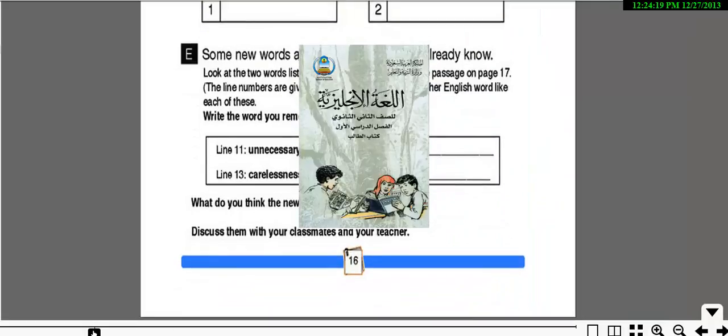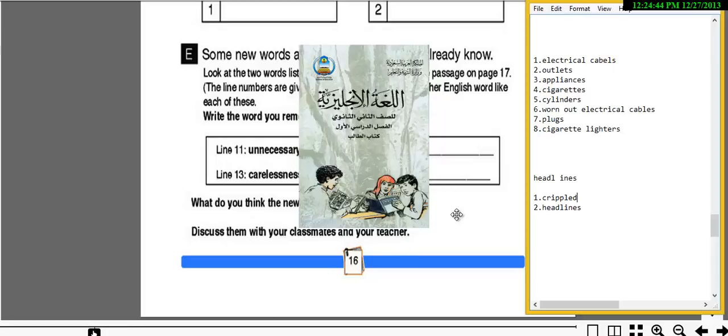With E, some new words are like others which you already know. Look at the two words listed below. Find each of them in the passage on page 17. The line numbers are given here. Can you remember another English word like each of these? Write the word. So you're trying to remember something similar. Write the word you remember next to each word below. For example, unnecessary and carelessness. Well, let's just try to work this one out here.